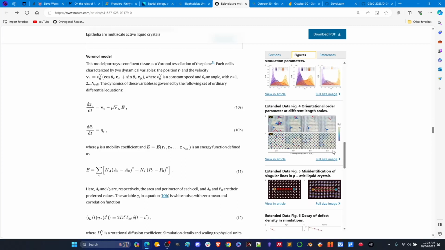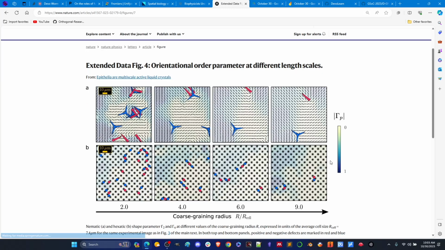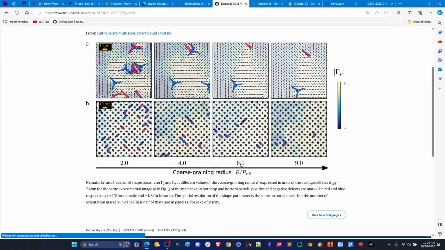So this is orientation at different length scales. Let's see if this has a better idea of what they're talking about. Okay, so this is it here. Nematic and hexatic shape parameters at different values of the coarse graining radius R. So you take a point, you draw a radius out, and you say how far out can we go. The scale bar here is 10 microns, so it's basically between 3 cells. That gives you an idea of the scale here.